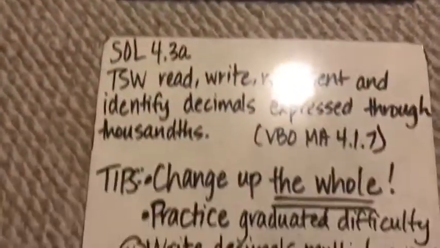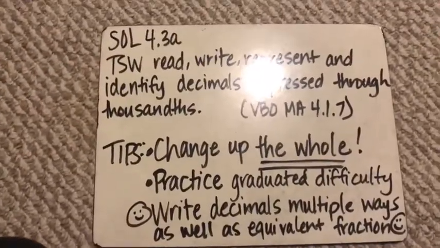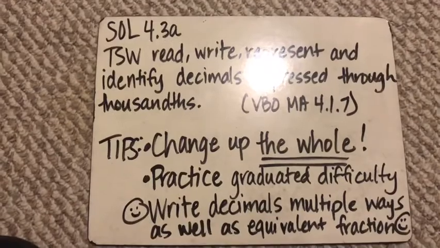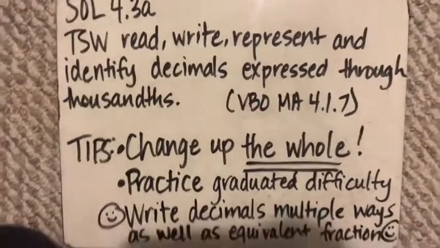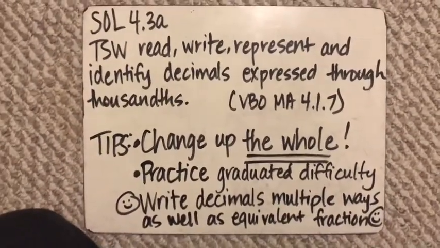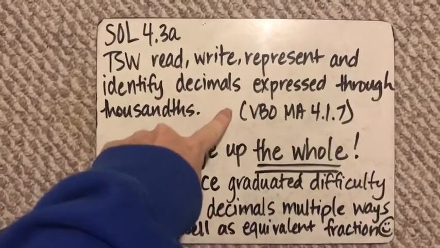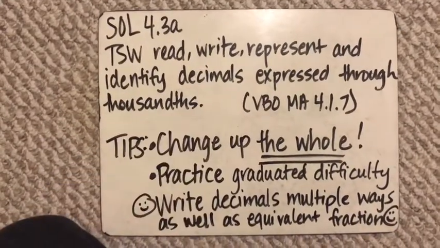So this is the aligning SOL for Virginia. It falls under the students will read, write, represent, and identify decimals expressed through the thousandths. I teach in Virginia Beach as a math coach, so there's my aligning VBO.